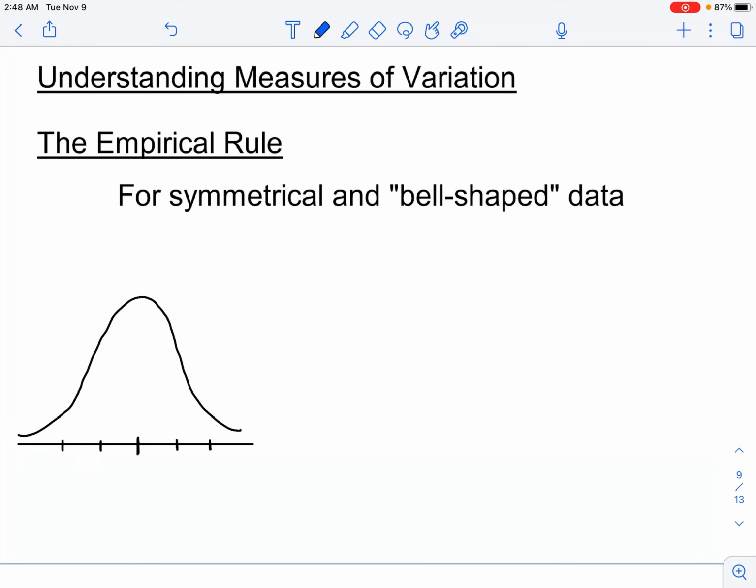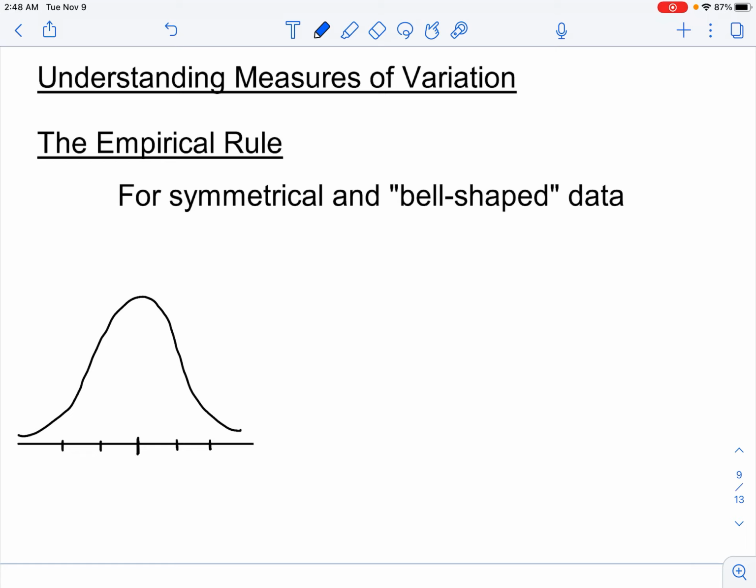All right, so now what is the purpose of knowing measures of variation? How can they help us to create a more complete picture about a data set in addition to measures of center? All right, so the first one is we're going to talk about something called the empirical rule, which is for symmetrical and bell-shaped data.